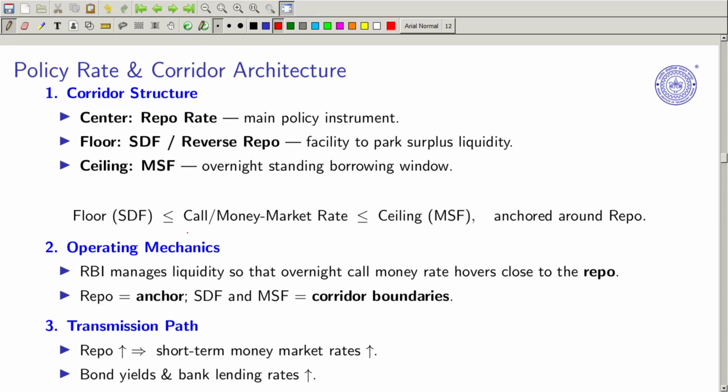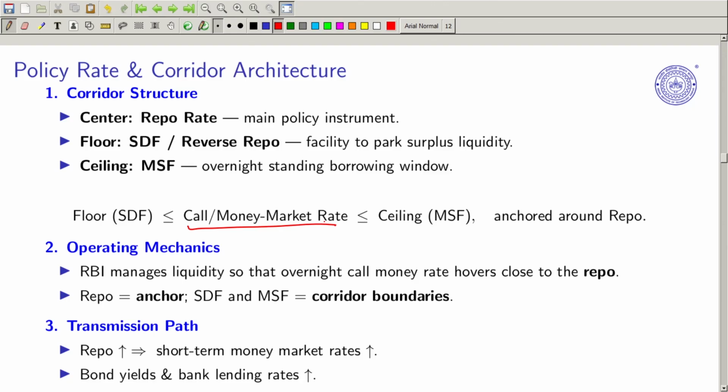Now, most of the instruments that we talk about, like call money, are linked to it. Call money is the rate at which interbank borrowing and lending takes place, right. What is the main role? The main role is that it tries to maintain the liquidity in the banking system, and it is mostly happening through the repo operations, right.